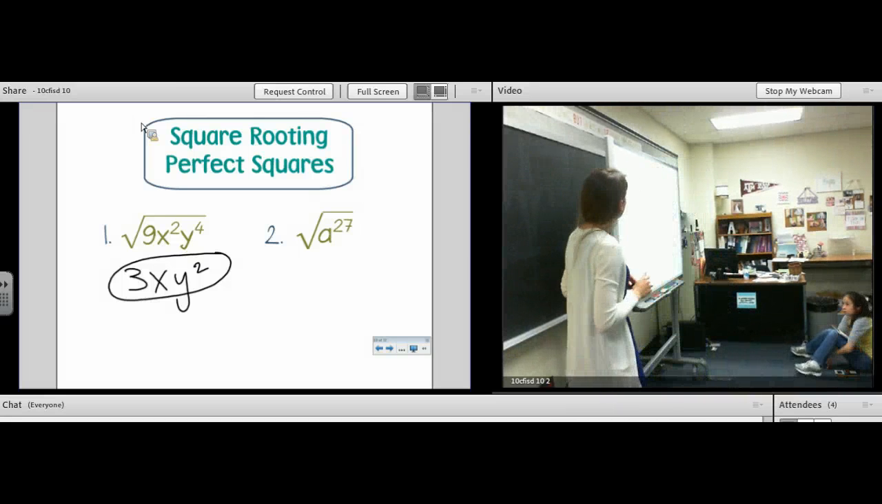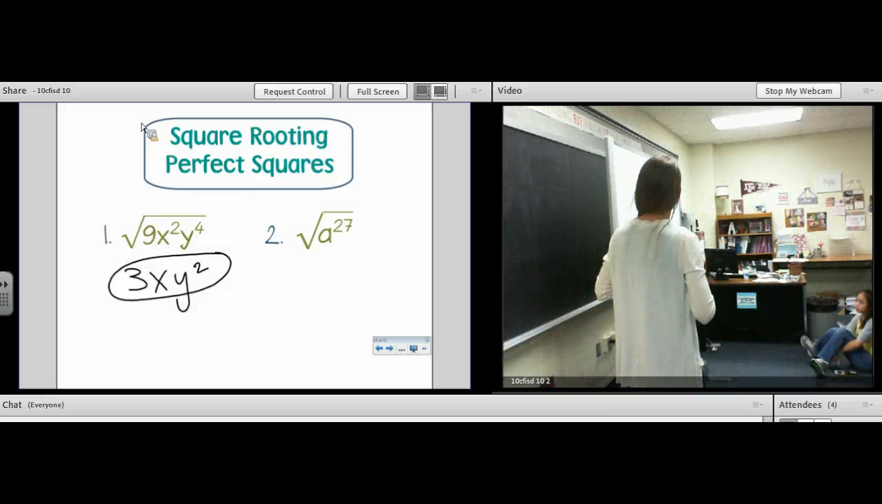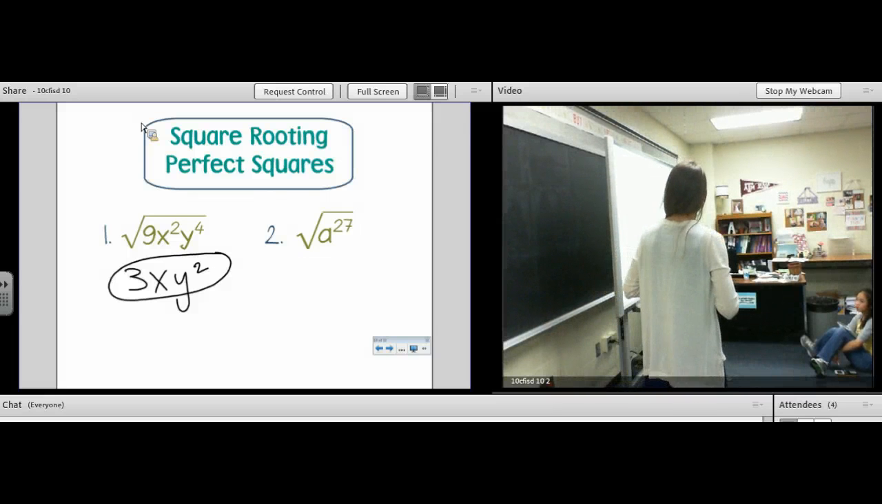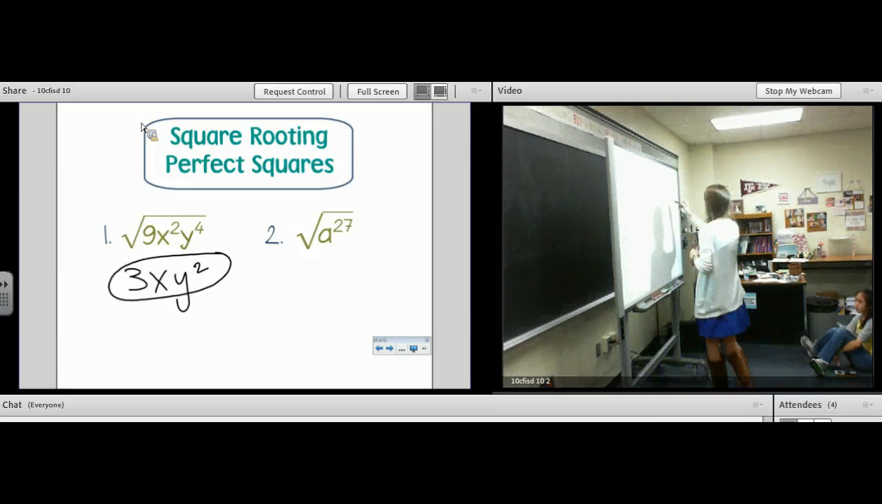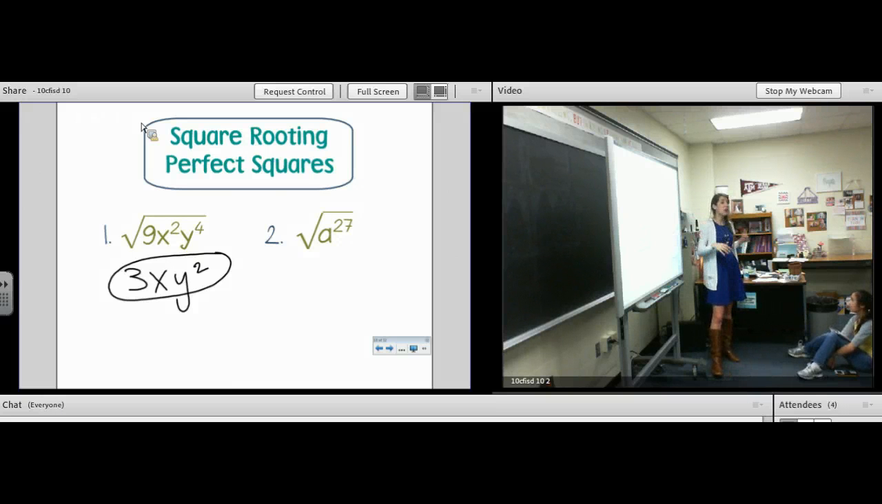What about simplifying the square root of a to the 27th? 2 radical a times 7? I think so. Okay, there's a radical and there are 27 a's under it. How many pairs of a's are there?